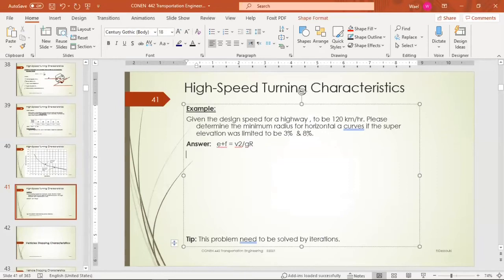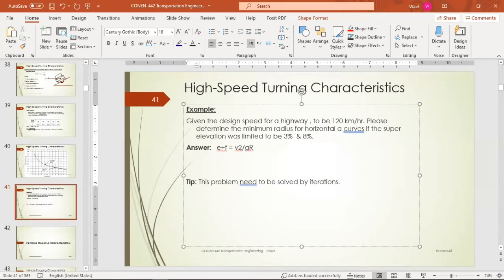Okay, so here, what do we have? We have the 3% and the 8%, these are the suggested value or the limit for the super elevation. So we'll try with 3%, which is 0.03 plus F. F is a known. Then the design speed is 120 kilometers per hour.